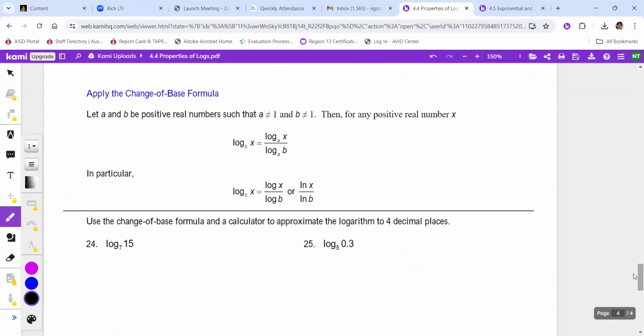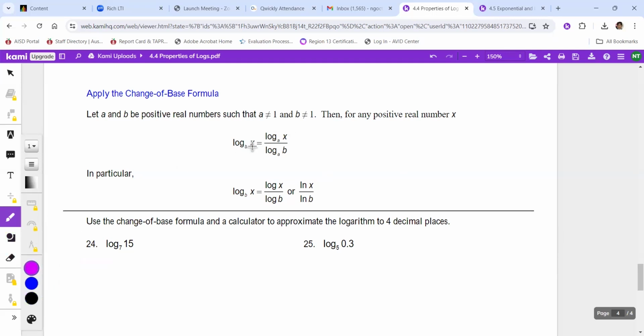If you want to input this in your calculator, most calculators only give two options, base 10 and base E. Those are the only two bases that have a key on the keyboard for us to use. So if the base is outside of those two, then we have to use this formula. What it says is that we can change whatever base they give us back to base 10 or base E.